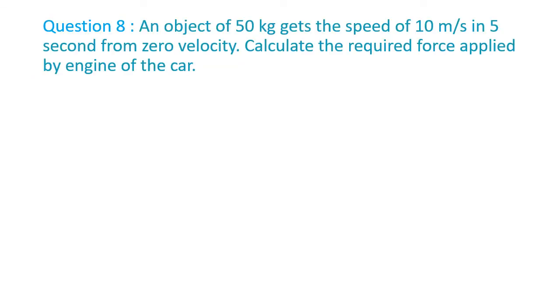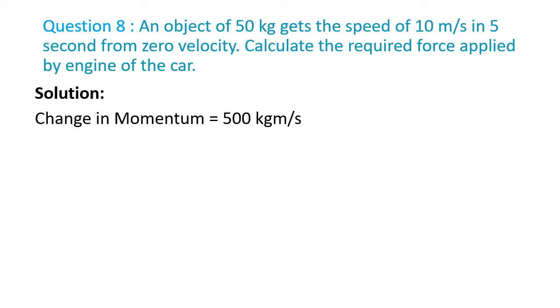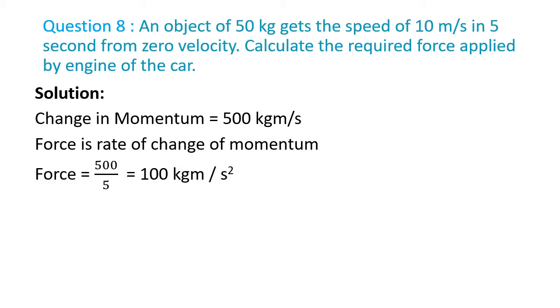So if I carry on the same question, again the same question, but this time the calculation is required for force. Now we saw change in momentum was 500 kg meter per second. Force is the rate of change of momentum. So force is change in momentum upon the time taken. So 500 upon 5 seconds is 100 kg meter per second square. So the force is 100 Newton. So this was the same question asked as force, but first I found out the change in momentum and then I divided the change in momentum by the time taken for the change in momentum and I got the required force.